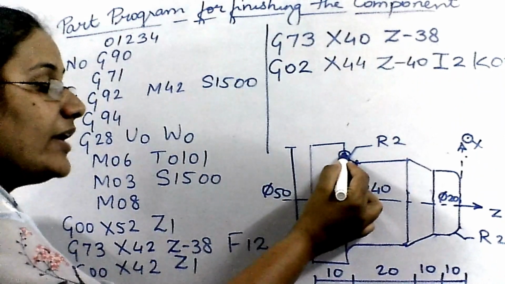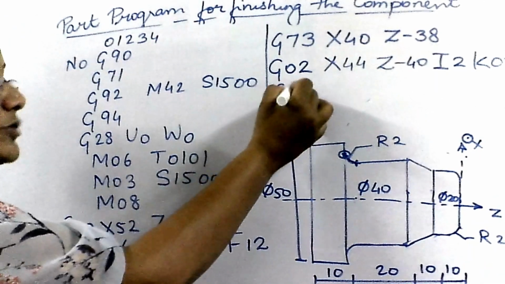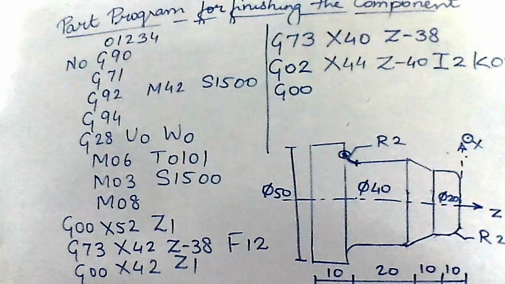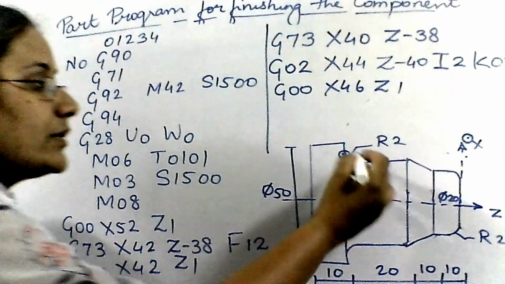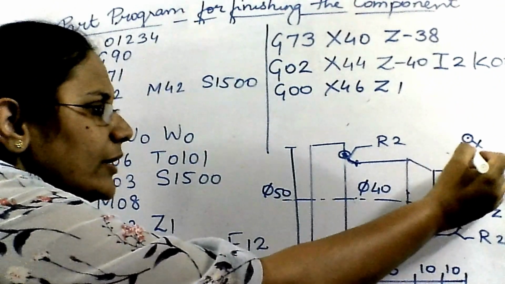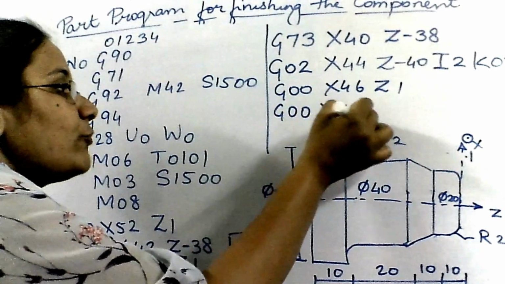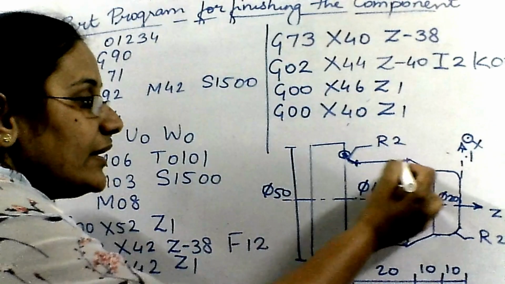After completing the fillet, I will take my tool out with the code G00, X is 46 and Z is 1. So I am somewhere here. After that I will take my tool down, that's G00, X is 40 and Z is 1. Now this much material has been removed.